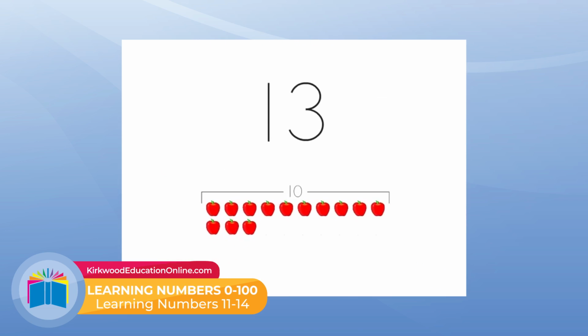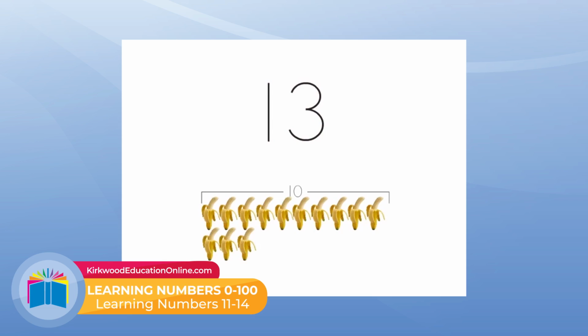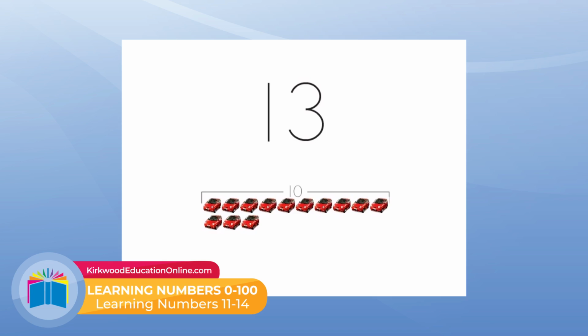Now please look at square number 3. This is the number 13. Say 13. Again, say 13. And the more you try to say it, the more you're going to remember. Now 13 stands for 13 things. Could be 13 bananas, 13 cars. In this case, it's 13 apples.